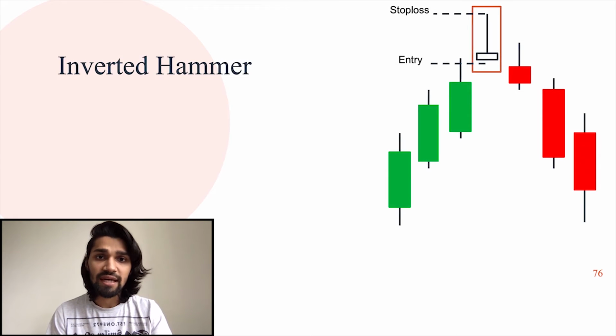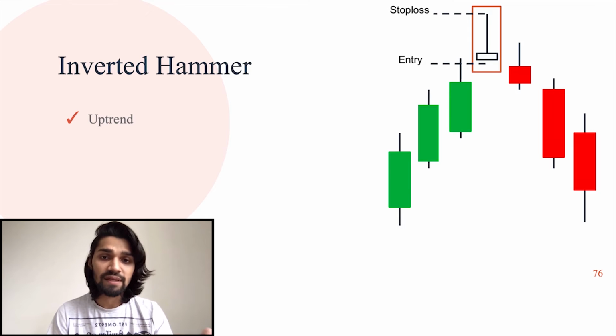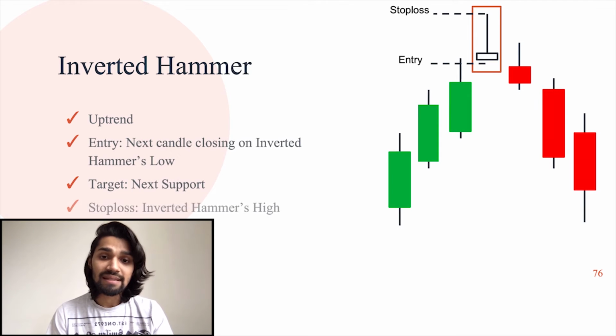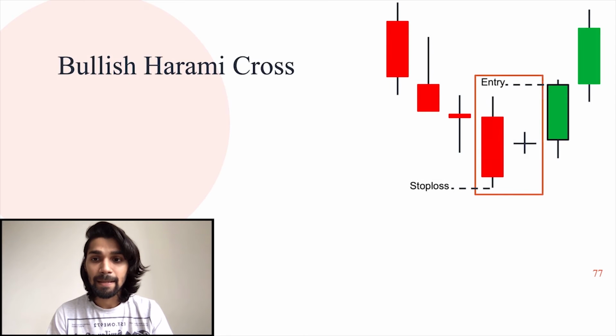Next, we'll talk about the inverted hammer, completely opposite to the hammer. It is very similar to gravestone doji or the shooting star. It's a bearish pattern. Few things that you need to take care of. First, there should be an uptrend going on. Second, the entry: you take an entry when a red candle closes below the low of the inverted hammer. Your target would be your next support, and your stop loss would be the inverted hammer's high.